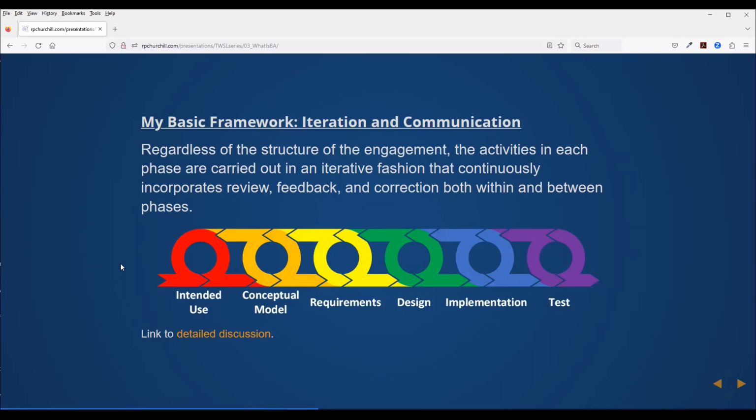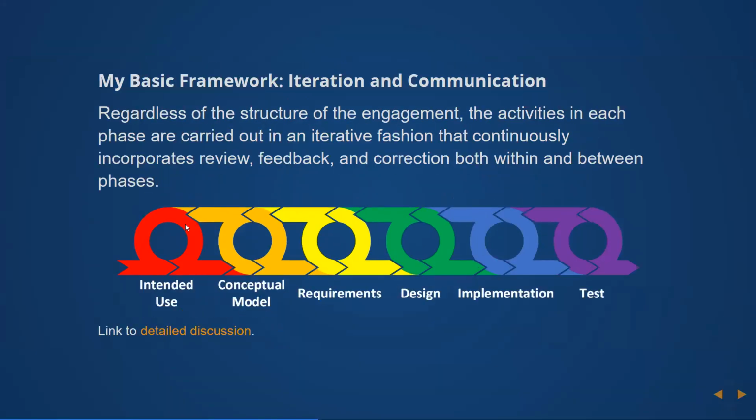So the reason I show the information this way is because you don't just march through and do all this stuff, spit out the end, and declare yourself done. What you actually end up doing is within each phase you iterate, and that means talking to each other. You document, you negotiate, you review, you correct. And not only do you do that within each phase, you also do it between phases.